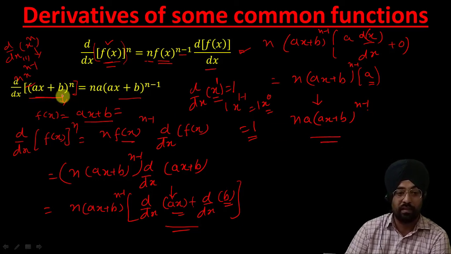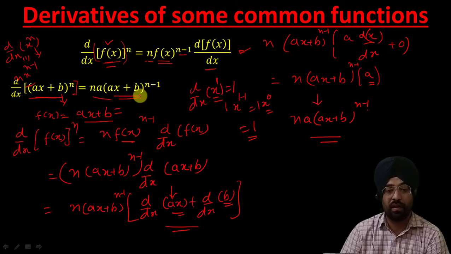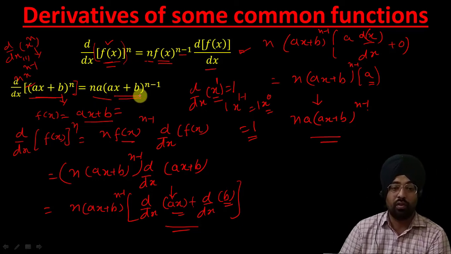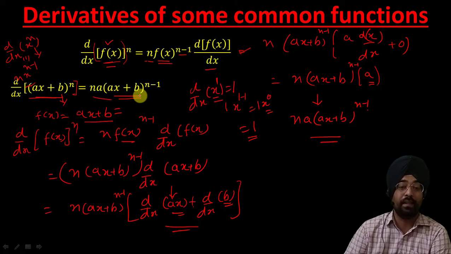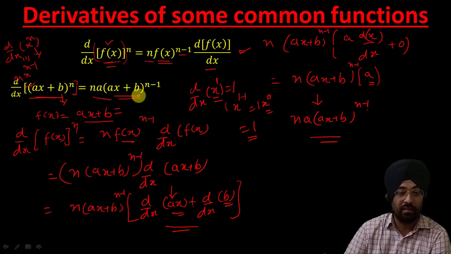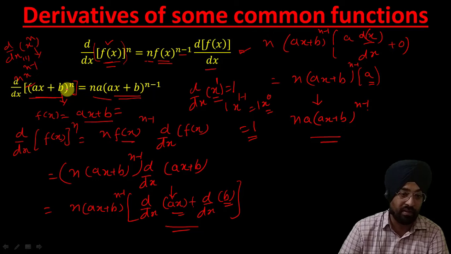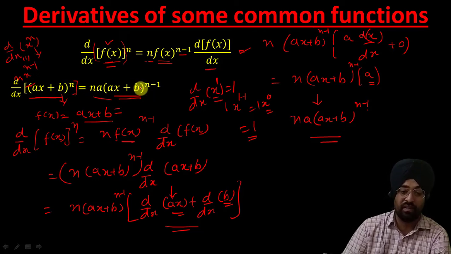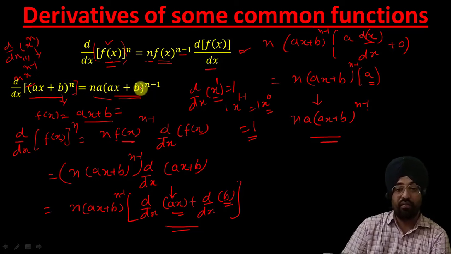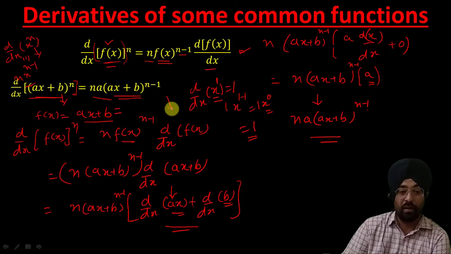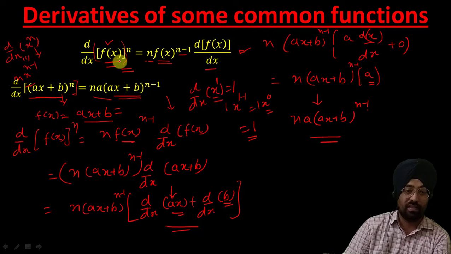The derivative of (ax plus b) raised to the power n is n a (ax plus b) raised to the power n minus 1. So it is a quite important formula. You can directly remember this. Even if you forget, there is no need to remember; you can always take help from this relation.